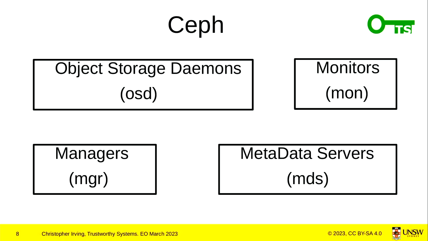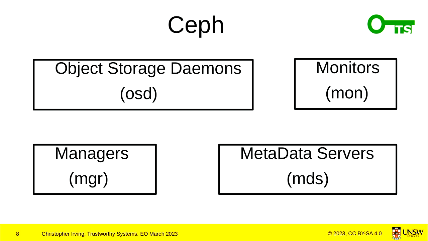So, on to Ceph. Ceph has a lot more moving parts than DRBD does. A Ceph cluster is made up of many different daemons all working together and doing different tasks. These are the four most prominent kinds of Ceph daemons. There are the object storage daemons, or OSDs. Each OSD is responsible for managing one unit of storage, such as one hard disk, one drive.